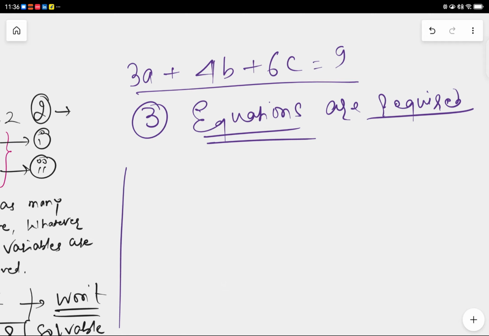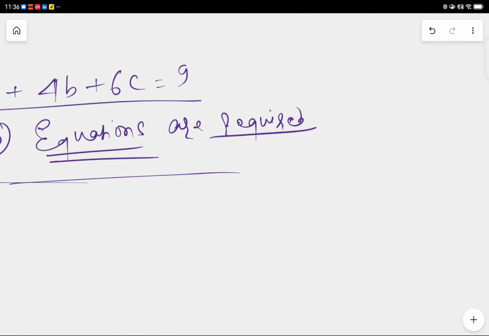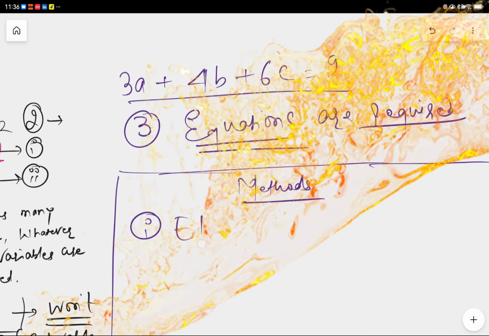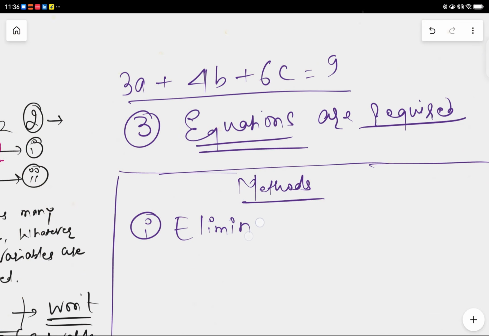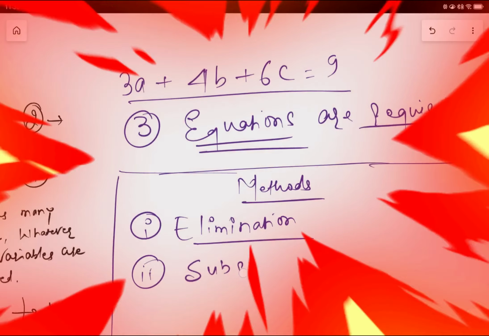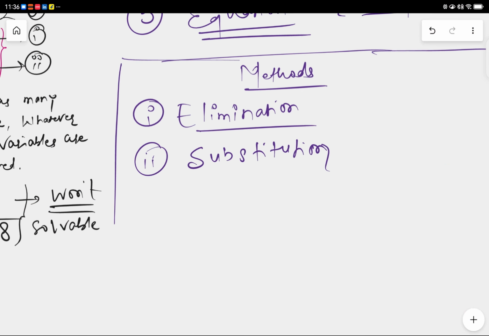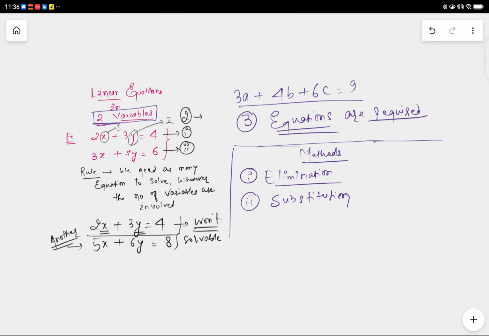Let us understand what methods we can use to solve this. There are two methods. Method number 1 is elimination. Method number 2 is substitution. Let us first understand the elimination method.